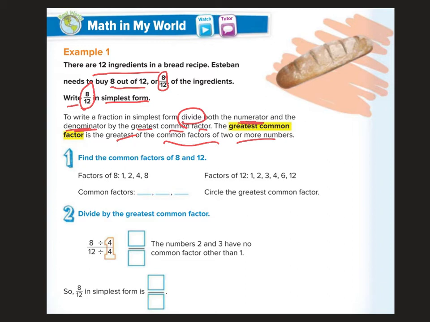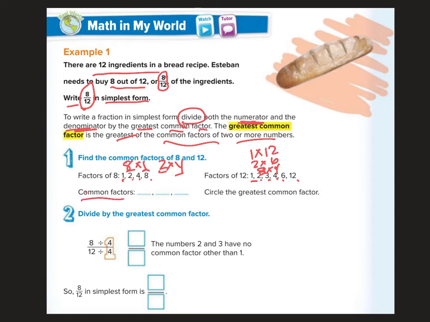Right, so here's what we can do. Factors of 8 are 1, 2, 4, and 8. Factors of 12 are, this is just numbers that multiply together, right? The numbers that multiply together to make 8 are 8 times 1 and 2 times 4. So that's where we got our 1, 2, 4, and 8. Factors of 12 are 1 times 12, 2 times 6, and 3 times 4. So 1, 2, 3, 4, 6, and 12.